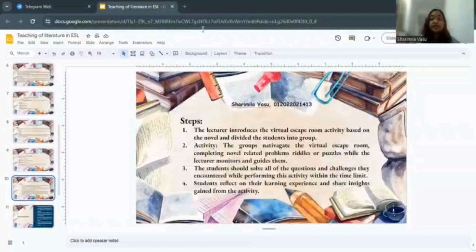Okay, after that, the lecturer gives feedback to the students on their performance and areas of improvement. These are the steps of this activity model.